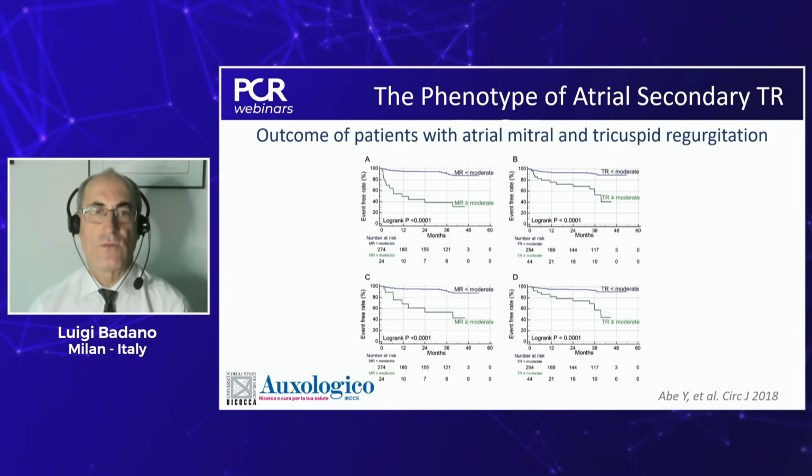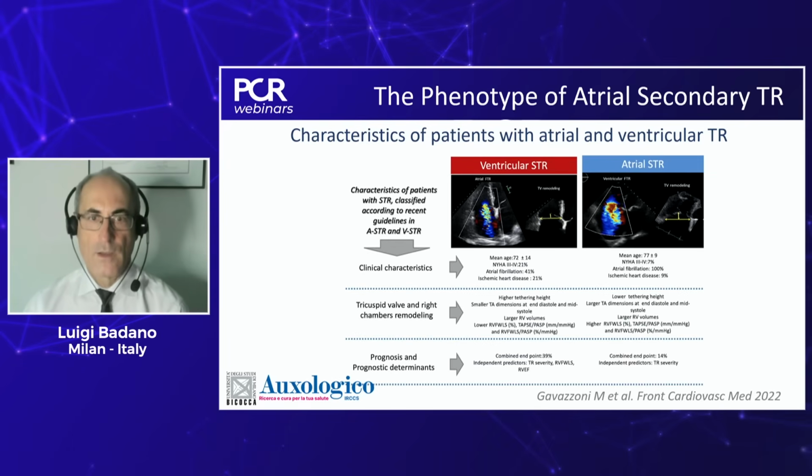Finally, looking at the outcome of patients with atrial and mitral tricuspid regurgitation, but for the aims of tonight, we will concentrate on the left part of the slides, looking at patients with tricuspid regurgitation. You see that patients with significant tricuspid regurgitation and atrial fibrillation, that means patients with moderate or severe tricuspid regurgitation, have a significantly worse prognosis than patients with less than moderate.